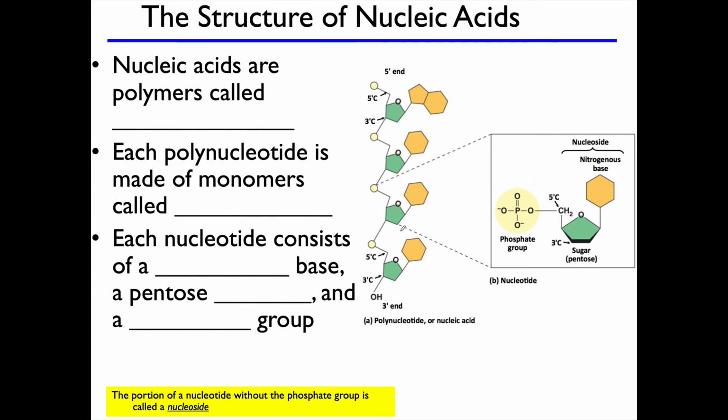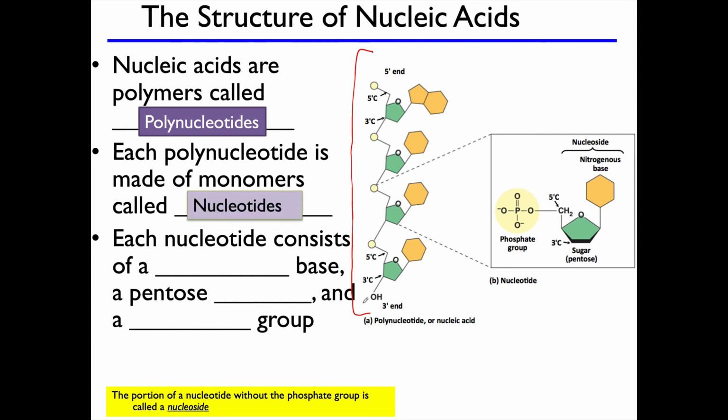All right, so these nucleic acids are ultimately a polymer which gets the official name of polynucleotide, okay? So what I want to do is draw a bracket around our polynucleotide. There we go. Each polynucleotide is made of monomers called nucleotides. All right, so I'm going to circle those for you. Here's a nucleotide. Here's a nucleotide. Here's one. And here's one. We have 4 nucleotides. So what is a nucleotide?